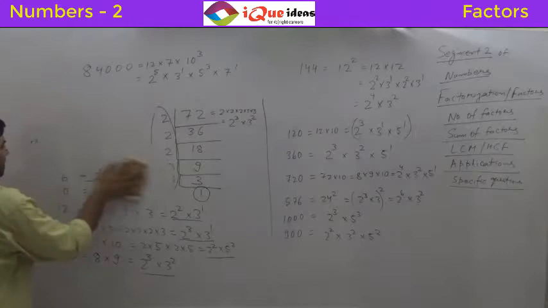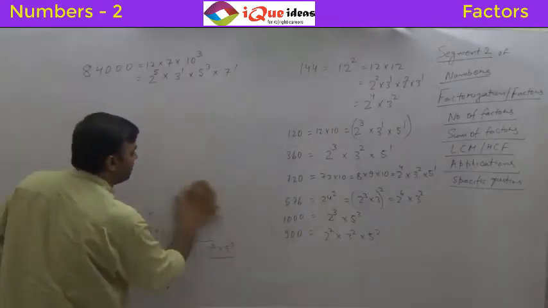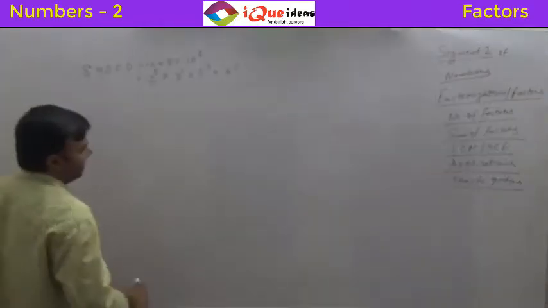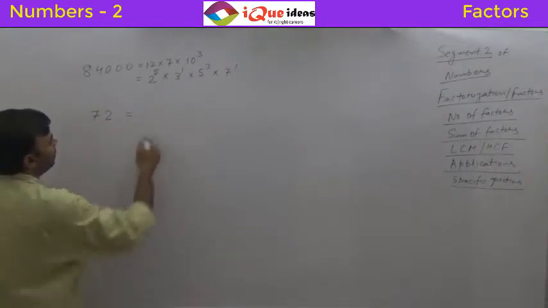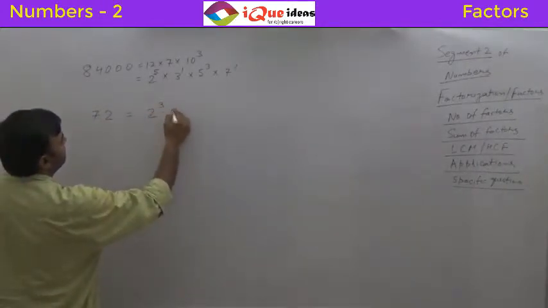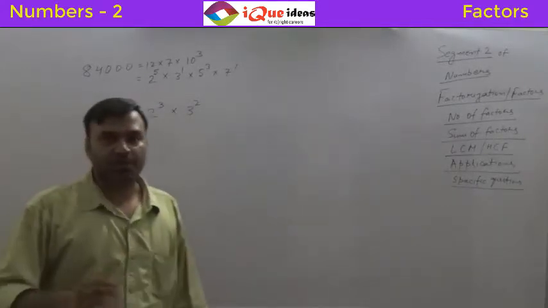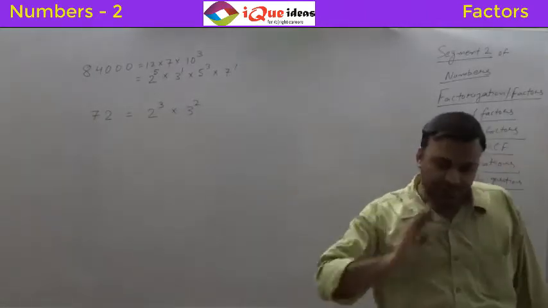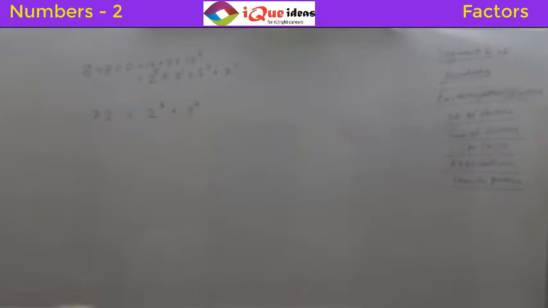To find the number of factors, we need to understand the process of formation of a factor. Okay, let's see. We'll take an example again, 72. Now what was the factorized form of 72? 72 was 2 cube into 3 square. The prime factorized form of 72 is 2 cube and 3 square. From here, what do we know? From here we know that the factors of 72 can be created only by 2 and 3.